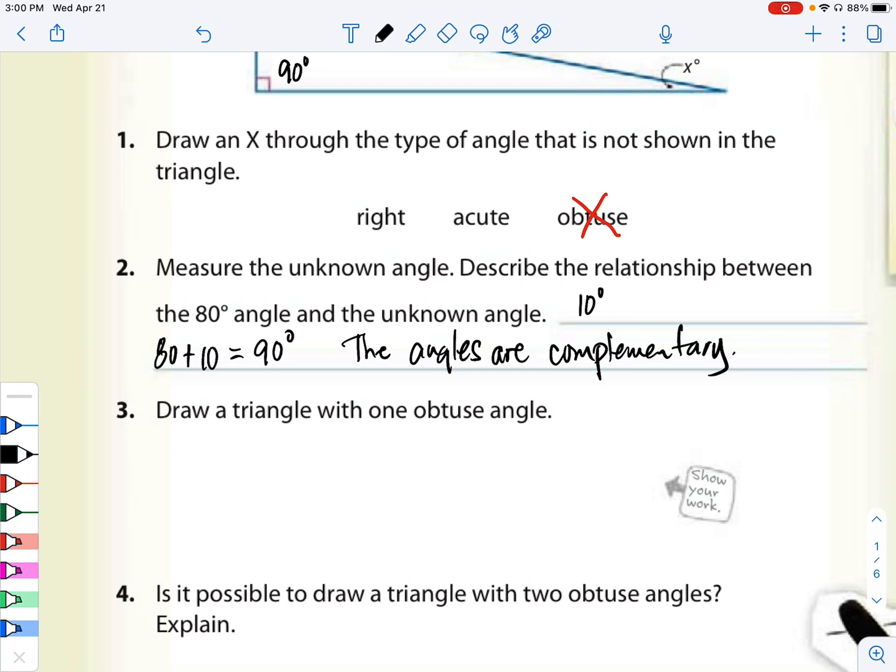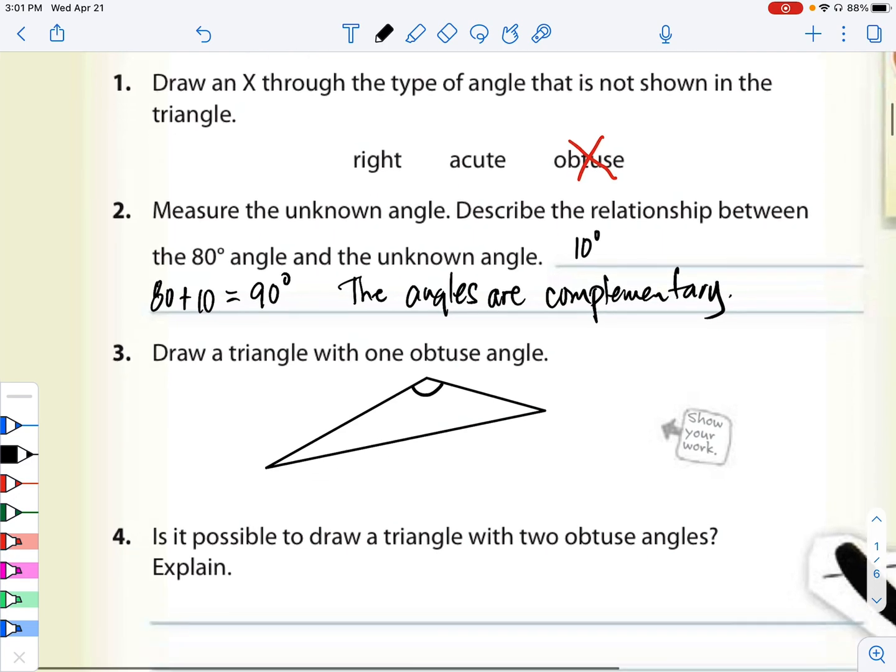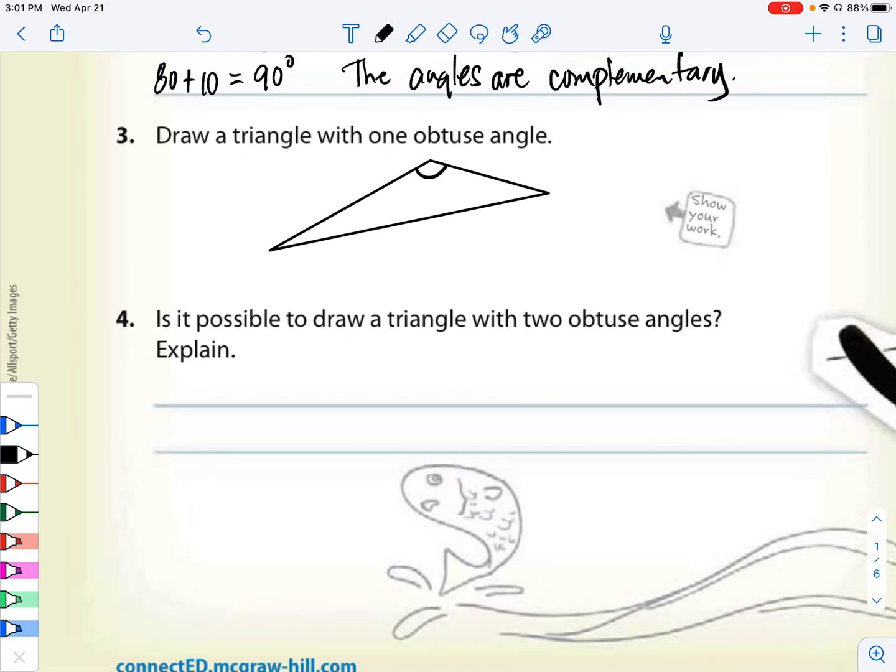Next, number 3, draw a triangle with one obtuse angle. Remember, an obtuse angle is an angle that is greater than 90 degrees. So the first thing I'm going to do is draw a straight line, and then I'm going to draw another line that's more than 90 degrees, and then I'm going to close this up. So that means that is a triangle with one obtuse angle. This is your obtuse angle right here. Is it possible to draw a triangle with two obtuse angles?